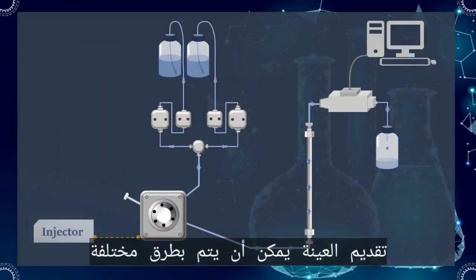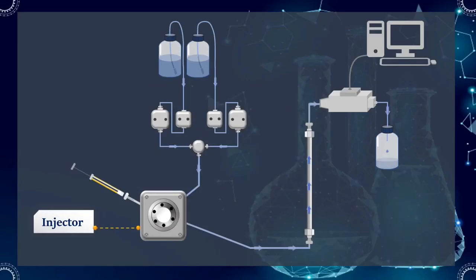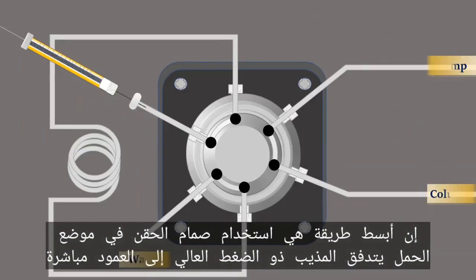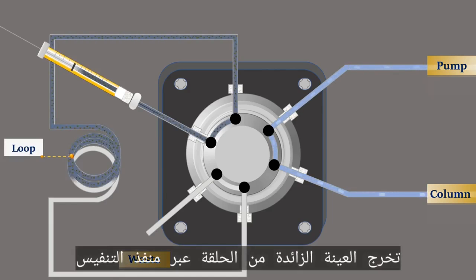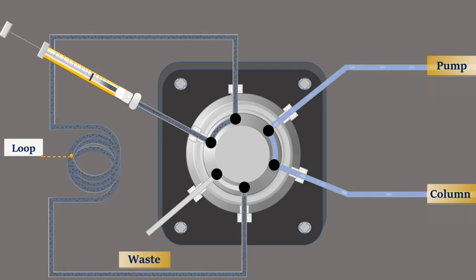Sample introduction can be accomplished in various ways. The simplest method is to use an injection valve. In the load position, the high-pressure eluting solvent flows to the column directly. The loop is loaded at atmospheric pressure from a syringe via the needle port. Excess sample exits the loop via the vent port.